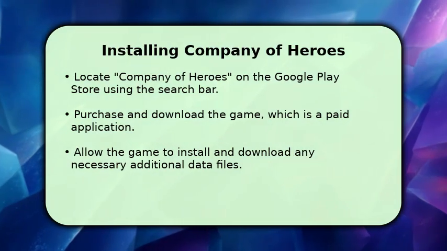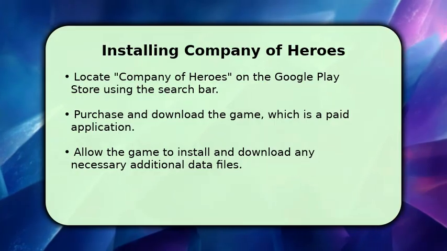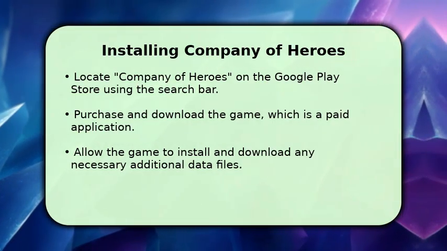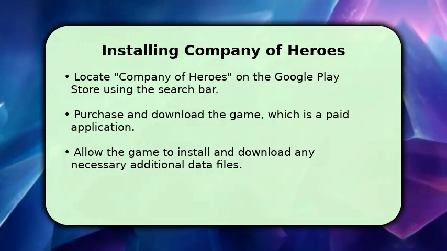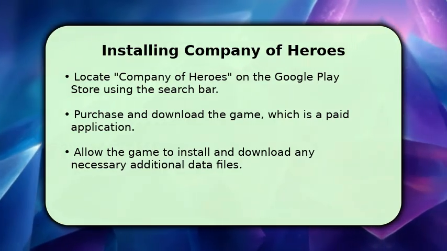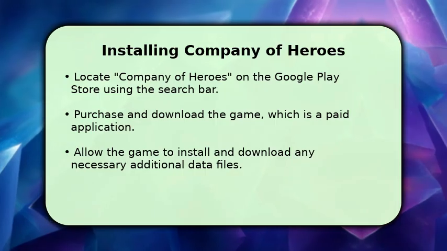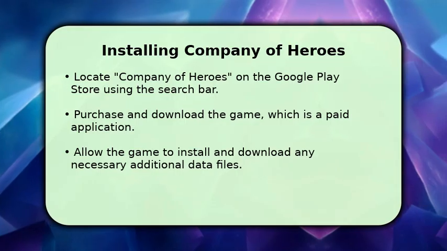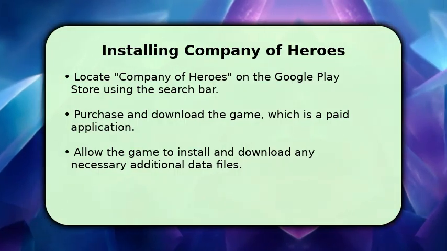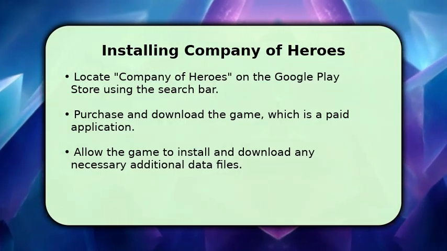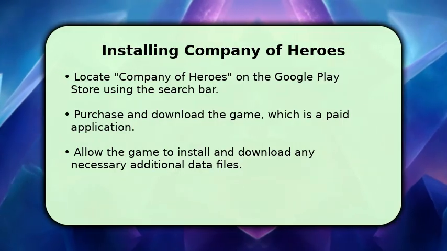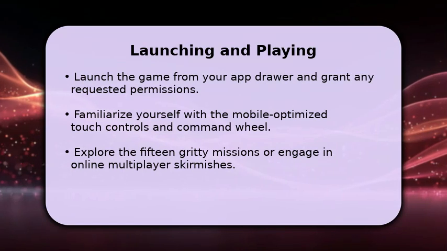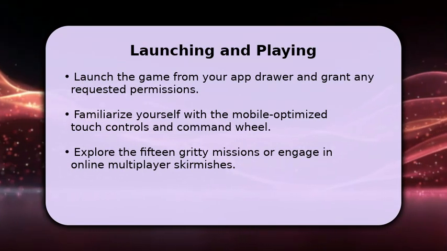Installing Company of Heroes is straightforward. First, open the Google Play Store on your Android device and use the search bar to find Company of Heroes. Once you locate the official game, proceed with the purchase, as it is a paid application. After purchasing, initiate the download and installation process. The game will automatically install and may download additional data files, which can take some time depending on your internet speed. After installation, launch Company of Heroes from your app drawer.